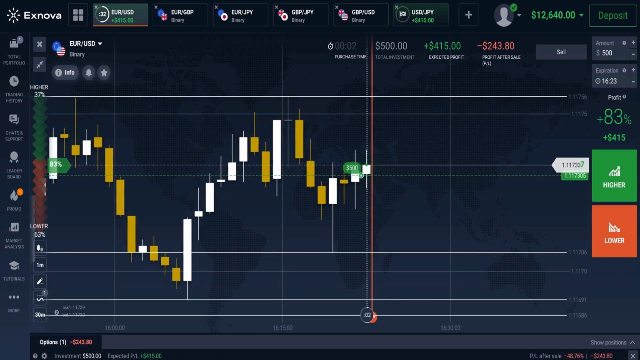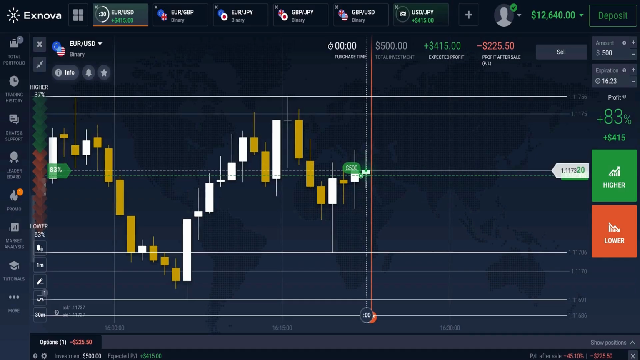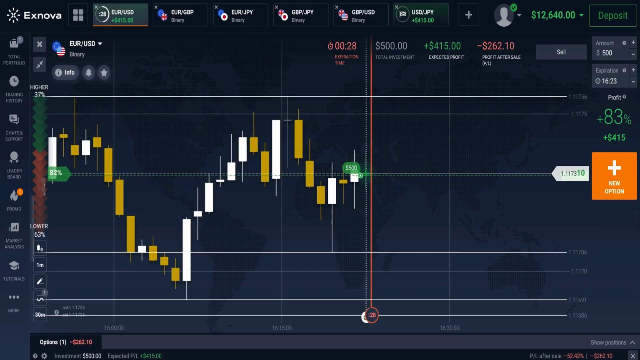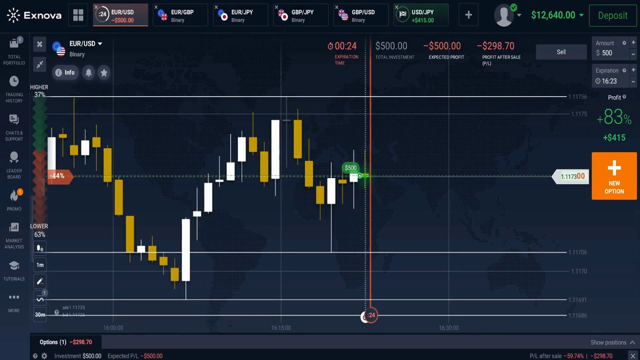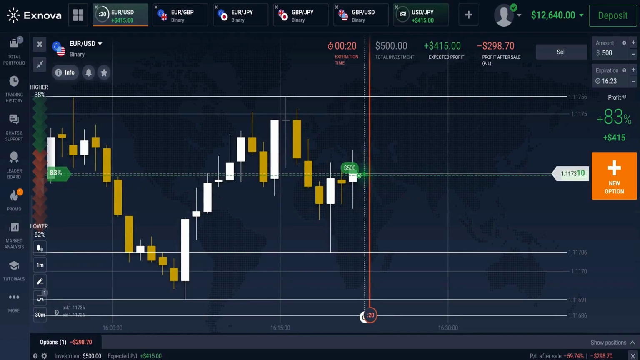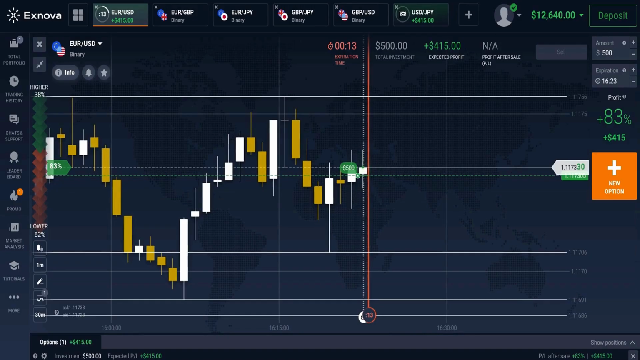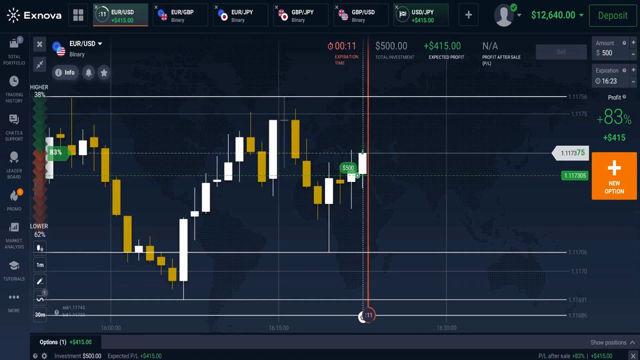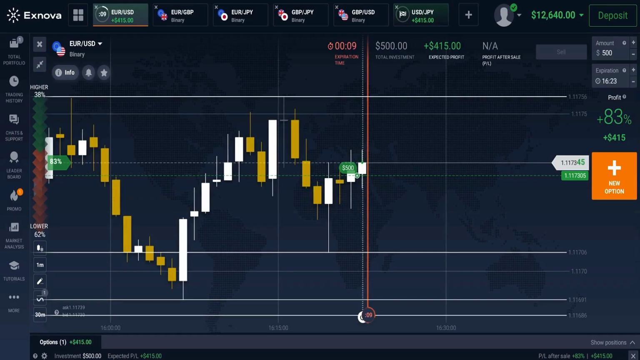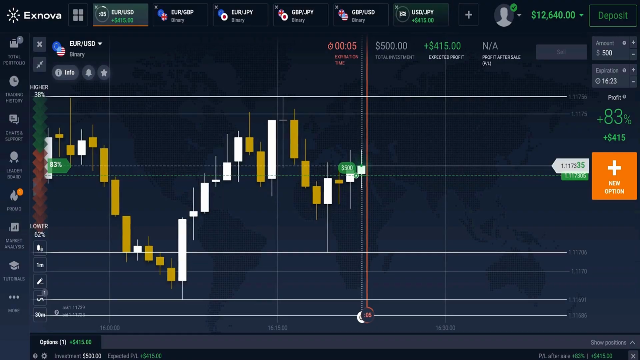While we wait, here are a few bonus tips to help you use this strategy even better. Always confirm the trend before entering. Even the best setup can fail if you trade against the market direction. Use clean charts. Avoid using too many indicators. This strategy works best with simple price action and key support resistance levels. Stick to your rules. Don't trade emotionally. Be patient and only enter when all conditions are met. Now let's check the result.